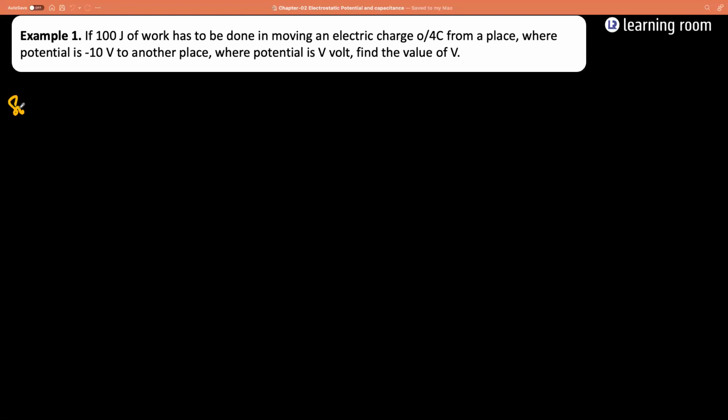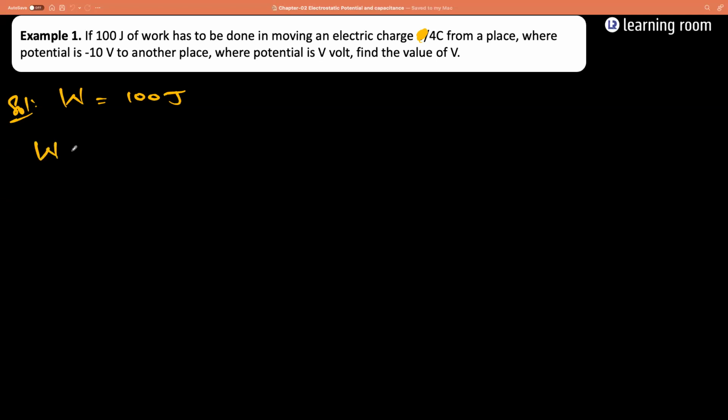Shall we try the first problem? So I want you all to read the question. 100 joule of work is done. So work done is equal to 100 joule. It has to be done in moving an electric charge of how much? I think there is a mistake here. Okay. As of now, I'll make it 4 coulomb. I want to move a charge of 4 coulomb from a place where the potential is minus 10 volt to another place where the potential is V volt. What is the value of V?